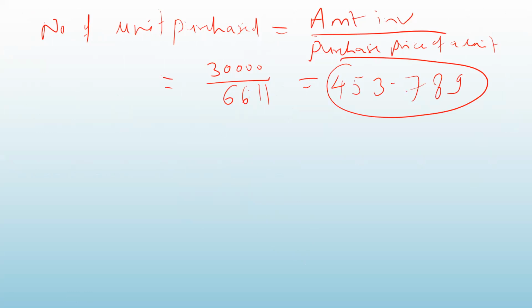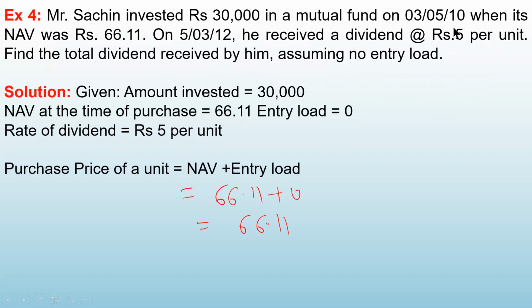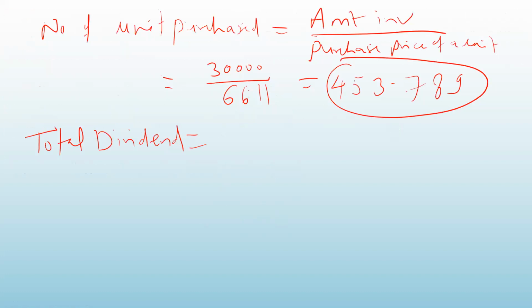So what is the total dividend? How much dividend is received? What is the rate of dividend given to you? It's not given in the form of percentage. It is given as ₹5 per unit, that is, 5 rupees on one unit. So how many units are there? Multiply with that.